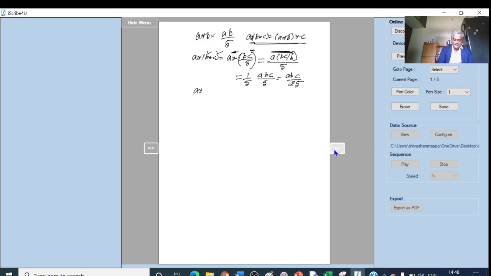So what about A star B star of C? A star B can be written as AB by 5, star C. This is equal to this into this divided by 5, that is AB by 5 into C divided by 5. This is equal to ABC divided by 25. See, this is ABC by 25, ABC by 25. So these two are the same, therefore the left hand sides must be equal. So in this case, associative law holds.